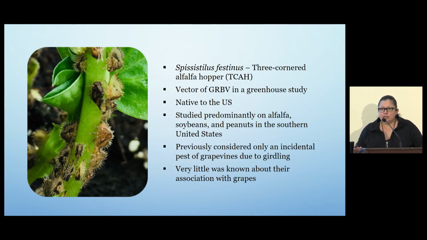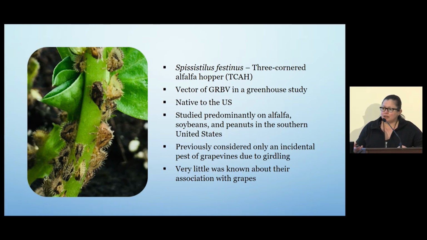So early on in the research, we didn't know a whole lot about the association of three-cornered alfalfa hopper with grapevines. We knew the scientific name is Spissistilus festinus, and we are abbreviating it as TCAH for short. It's a vector, shown to be a vector in a greenhouse study, native to the US. So this is not an invasive species. This is an insect that technically belongs here, if you want to think of it that way.